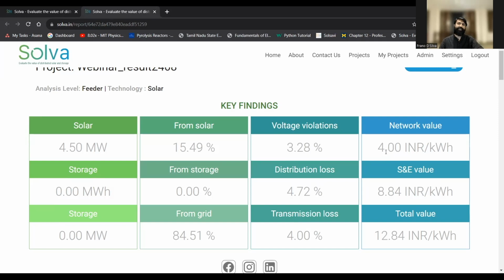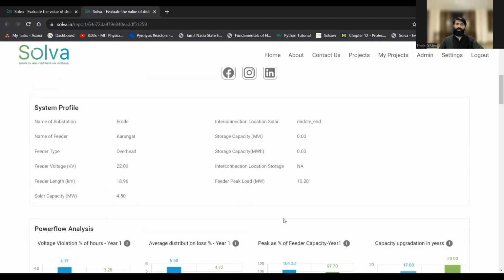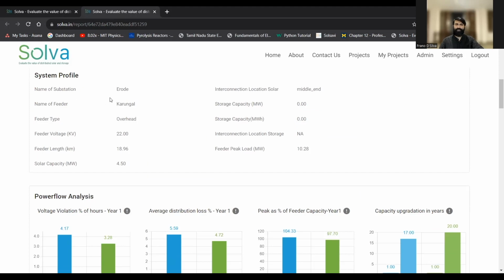We see that the network benefits achieved are 4 rupees per kilowatt hour, and the societal value is 8.84 rupees per kilowatt hour, giving us a total benefit of 12.84 rupees per kilowatt hour. Further, when you scroll down, you find the inputs that have been mentioned, as it is an Erode substation for the Karungal-Palyam feeder. It's an overhead feeder with solar connected at the middle end, having a peak load of 10.28 megawatt.